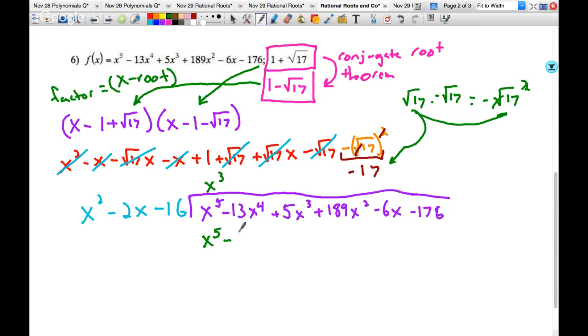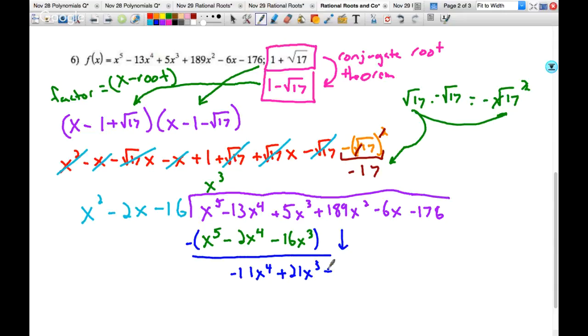minus 2x to the 4th minus 16x cubed. I'll subtract that away. I get negative 11x to the 4th plus 21x cubed. Drop down another term and repeat. Okay, what do I have to multiply x squared by to get a negative 11x to the 4th? Well, that's a negative 11x squared.